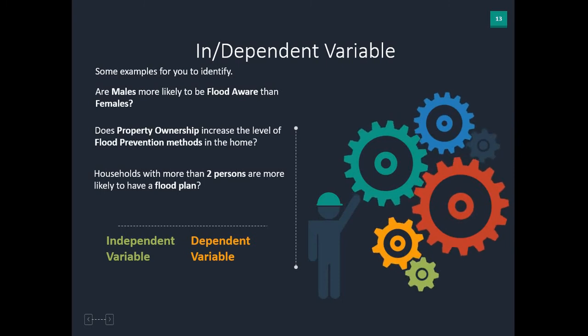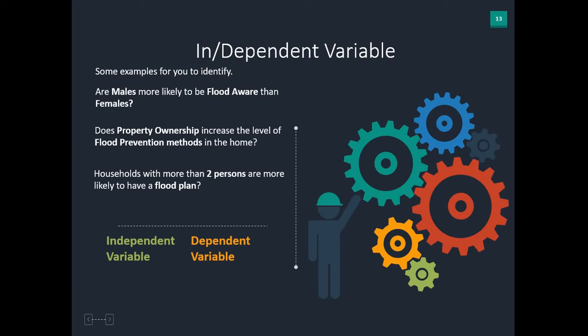So, to get your head around this, here's some examples for you to identify. Are males more likely to be flood aware than females? So in this case, the independent variable is males and females because that's gender. But their flood awareness is a dependent variable because that may change depending on what gender they sit in.